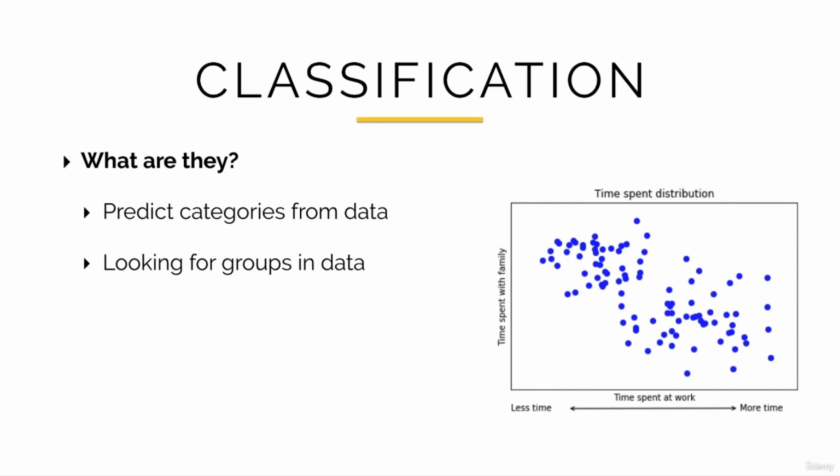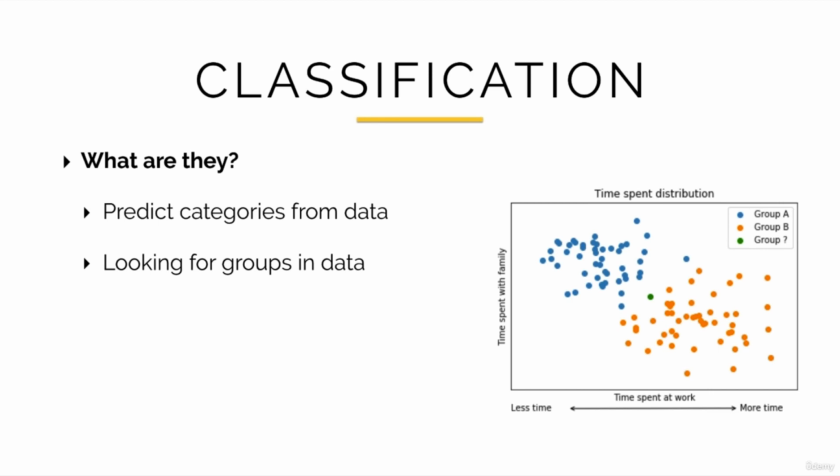Using the graph on the right, what we have is just a simple time spent distribution. So each data point represents, for example, a person. On the x-axis, we have the time spent at work, with the right being more time, the left being less time. And on the y-axis, we have the time spent with family, again, top being more and bottom being less. Now, let's also say that we know that this group is split up into 2 different categories. We've got group A, which is the one in the top left, which is more time with family, less at work. And we've got the one in the bottom right.